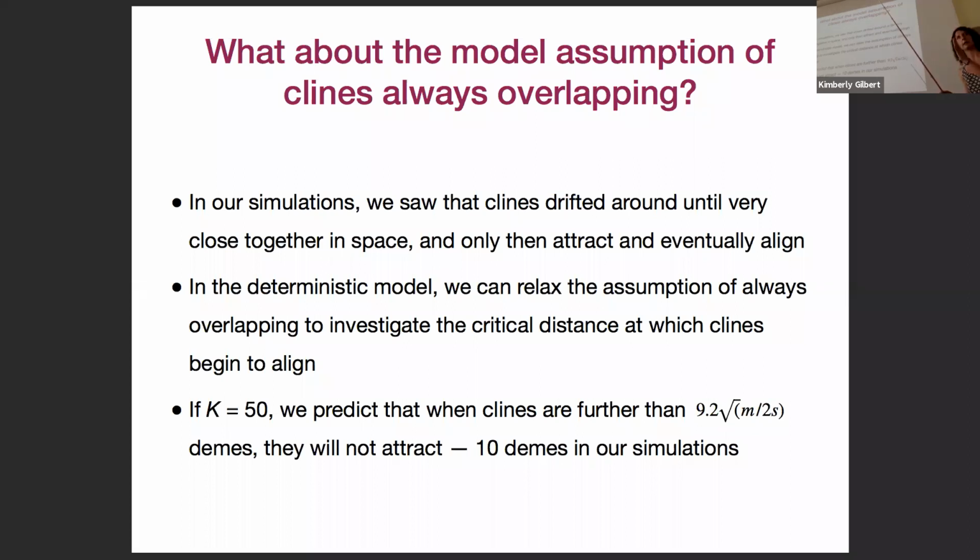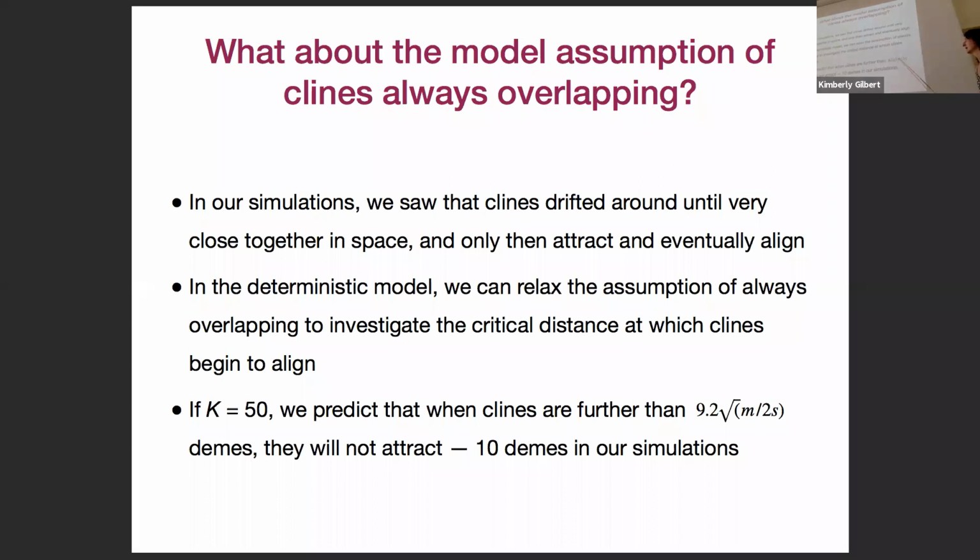They're at migration selection balance. If fitness is one on either side of the cline, there's no reason for selection to move it one way or the other. So if we were to relax this assumption in the deterministic model and allow there to be drift, we can sort of evaluate what this critical distance is. It's specific to the carrying capacity also, so we just applied it in this case to the simulations I showed you, so carrying capacity of 50.